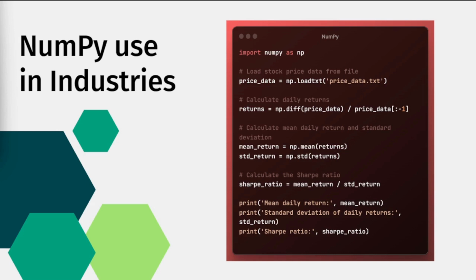We then use NumPy's diff function to calculate the daily returns, which are percentage changes in prices from one day to the next. We then use NumPy's mean and std functions to calculate the mean daily return and the risk-adjusted return that compares the mean return to the standard deviation of returns. This is just one example of how NumPy can be used in finance.